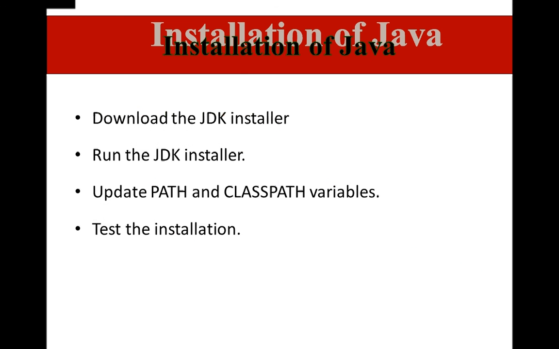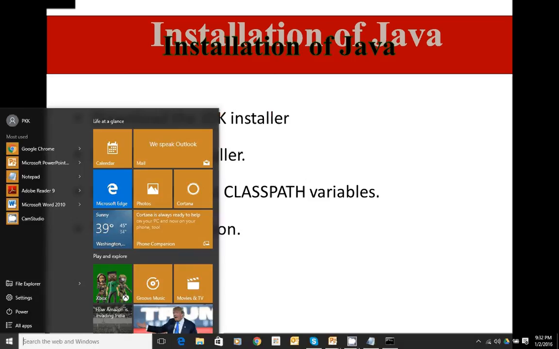As far as the installation is concerned, you have to download the JDK installer from the Oracle website and double click on that exe file. There is no difficulty in installation. You can do it very easily by just clicking next, I agree, yes, and finally finish. And to set the environment variable, we have to go to the system or desktop properties.